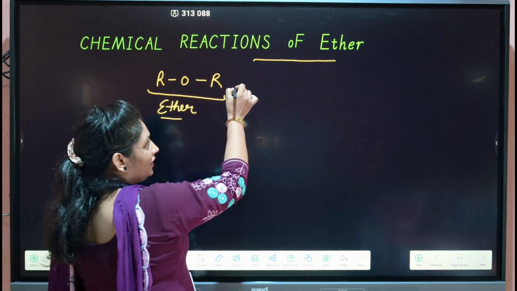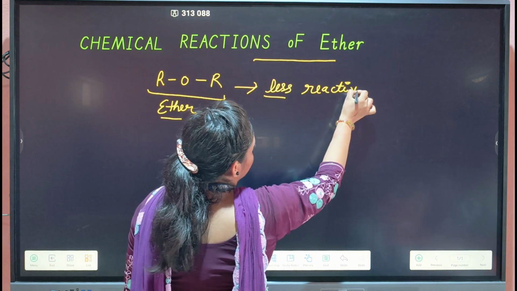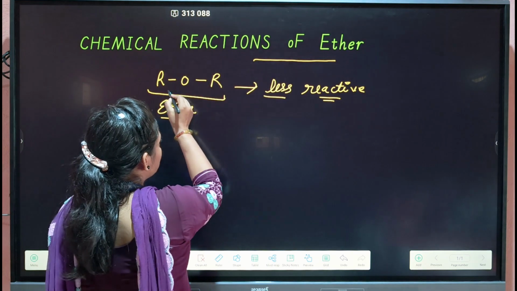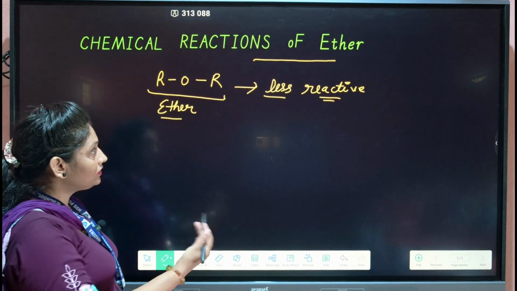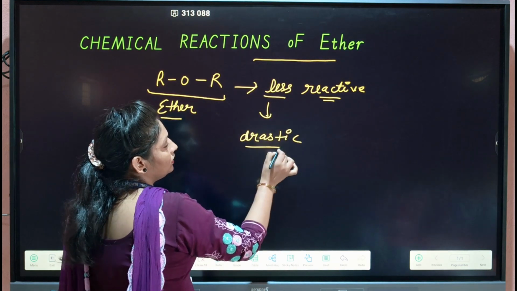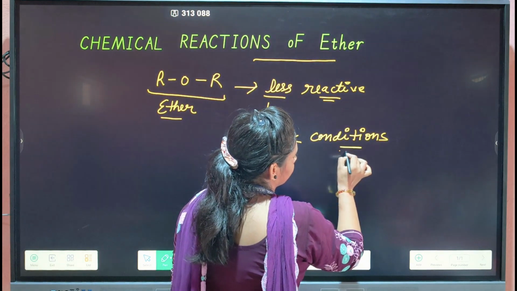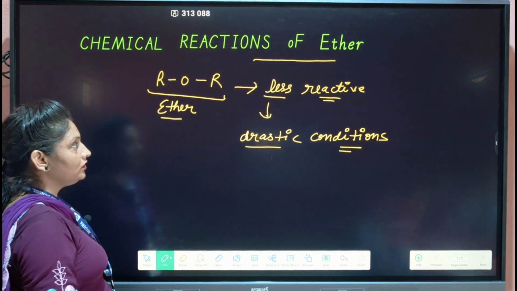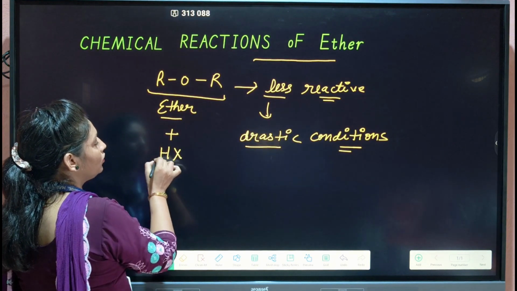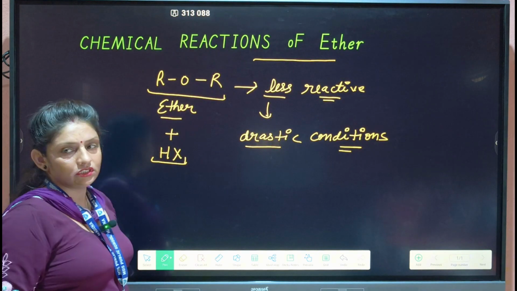Ether is not so reactive, it is less reactive. So it shows only some reactions, and it shows the reactions in drastic conditions, not in simple conditions. So in the first reaction, we will see the reaction of ether with the hydrogen halide.